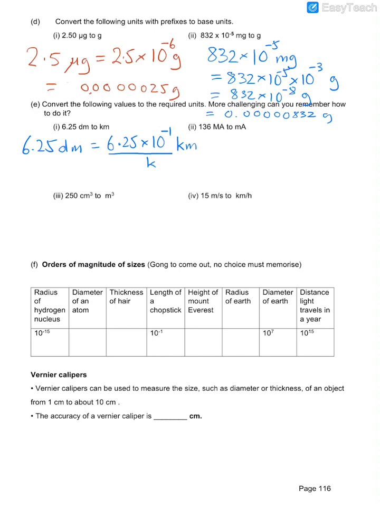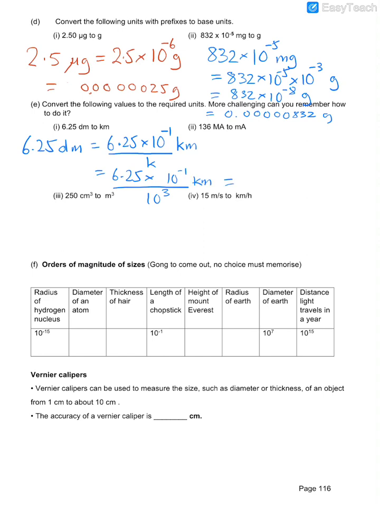Why? How come I do this? I do this so that when I cancel these two out, I still get back decimeter, right? So what you put K on top, you must put K below. Then after that, you just simplify. 625 times 10 to the power minus 1 over kilo, which is 10 to the power of 3. Then here is kilometer.